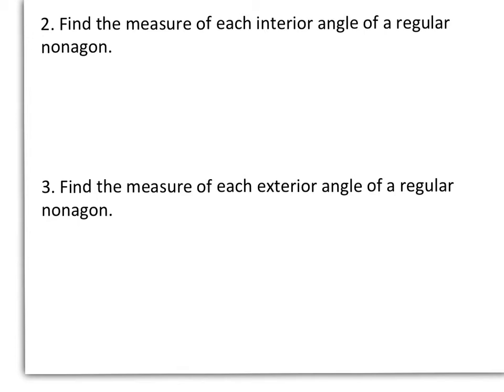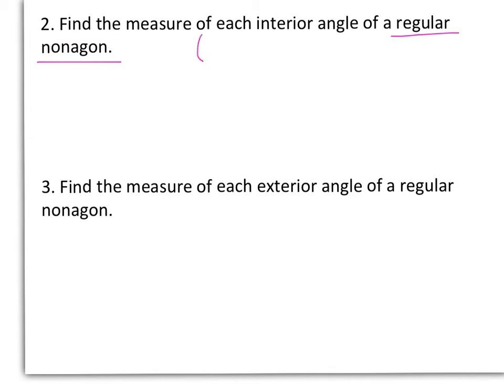Number 2 says, find the measure of each interior angle of a regular nonagon. So 2 keywords here. We have regular and we have nonagon. So remember, regular means all the sides and all the angles are congruent, and a nonagon has 9 sides.